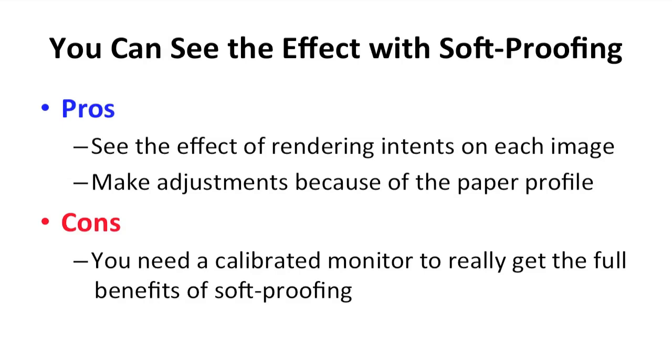You get to see the effect that each of the rendering intents will have on that image through that particular paper's profile. You can then make adjustments to that image based on the rendering intent and the profile so that the print you get is going to closely match what you see on your screen. The only warning is, before you do any of this, you do need to make sure that you've got a calibrated monitor so that you can really see the true effect of that soft proofing.